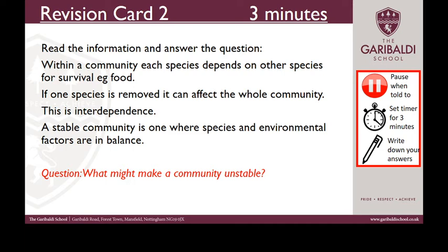Okay, the next revision card. Again, read the information and answer the question. Within a community, each species depends on other species for survival, for example, food. If one species is removed, it can affect the whole community. This is interdependence. We've been through this before. A stable community is one where species and environmental factors are in balance. What might make a community unstable? So, pause, set your timer for 3 minutes and write down your answers, please.